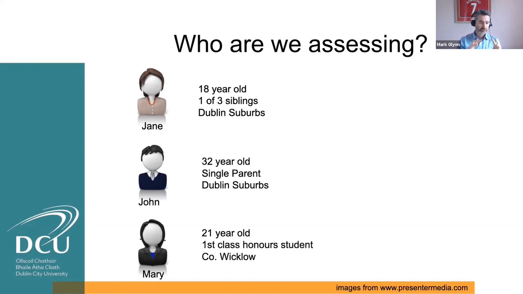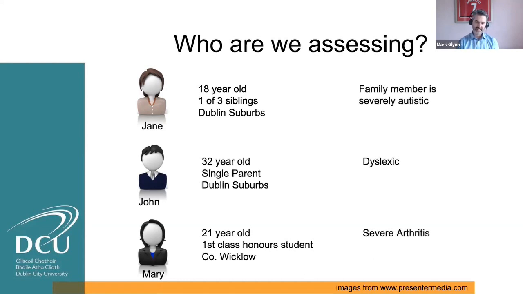All right, so there are your three different student personas that I want you to think of when we're talking about assessment. And these are the conversations that I have had with my staff in recent weeks, where they've been thinking, I need to redesign my assessment. Let's add in the accessibility angle of it. And let's just say Jane has a family member. Remember, she's living in a three-bedroom semi-D in Dublin, but her family member is severely autistic.